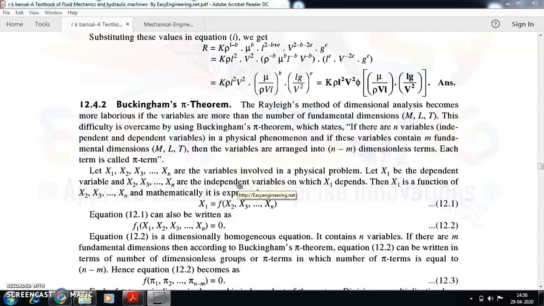Hello students, we will get into the concept of Buckingham theorem today.